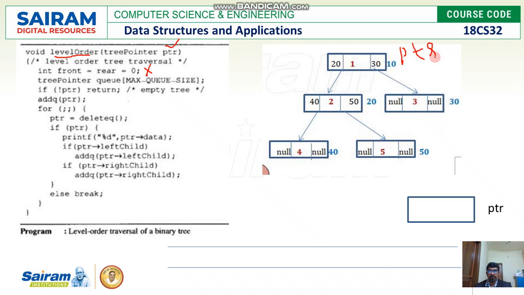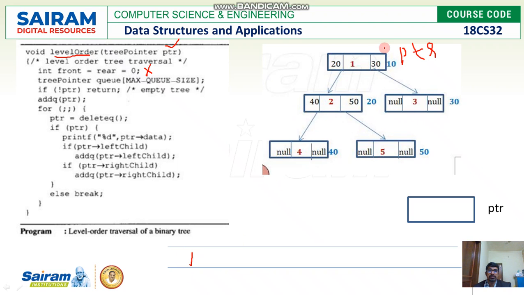So please give your attention. PTR is a pointer to the first node. So if not PTR, that means if PTR does not have any address, if it is a null tree, we are straight away going to return. Otherwise, what we do is we are going to add PTR, nothing but we are going to add the first node into the queue.